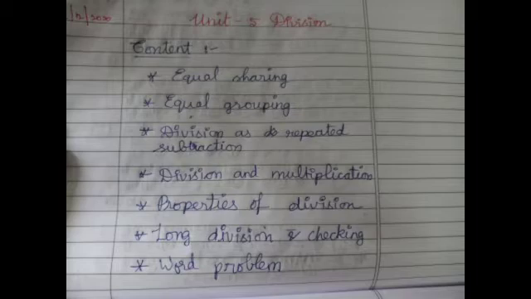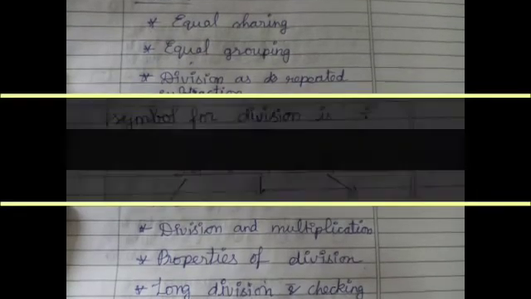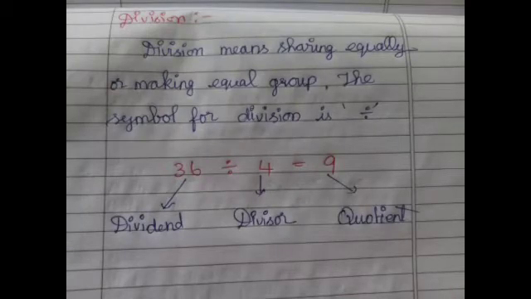Before that, what is meant by division? Let me explain now. Division means sharing equally or making equal groups. Sharing things into equal groups, that is division. The symbol is given as a dash, with one dot below and one dot above.